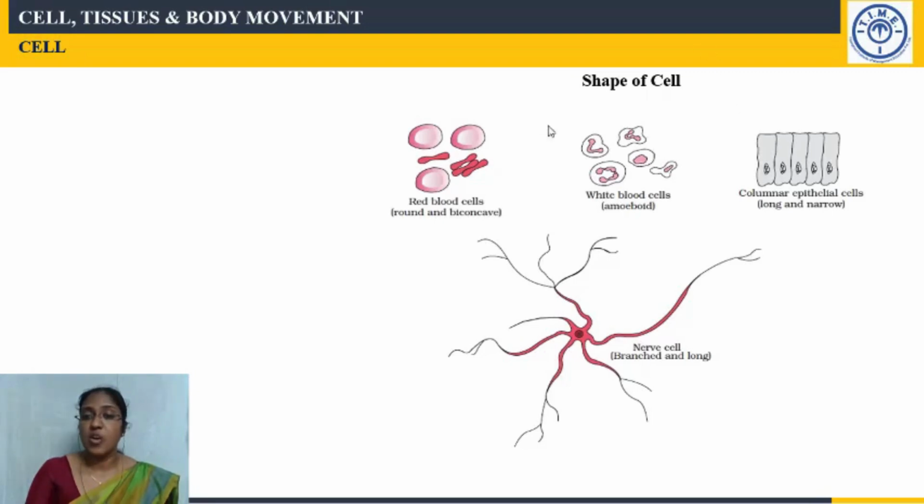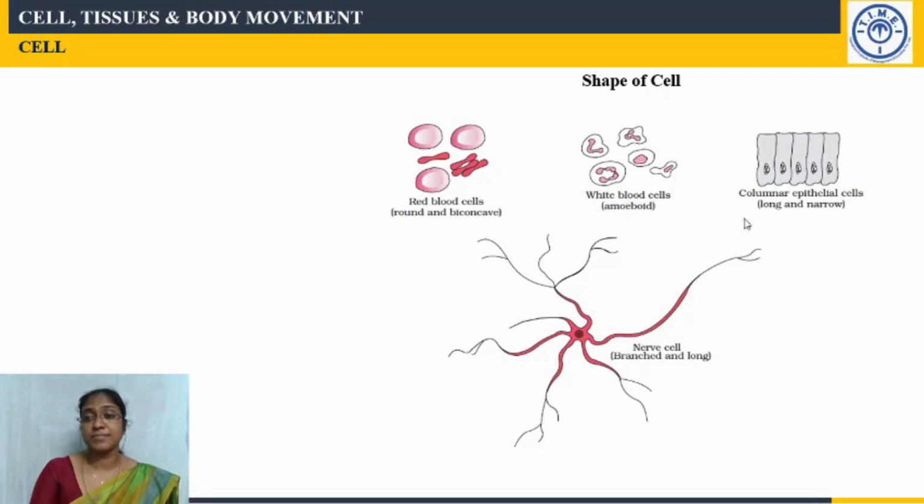Then what about white blood cells? We have two types of blood cells, that is RBC and WBC. RBC is known as erythrocytes and WBC is known as leukocytes. Okay, so white blood cells are amoeboid in shape, that is, they don't have a perfect shape. Look at these structures.